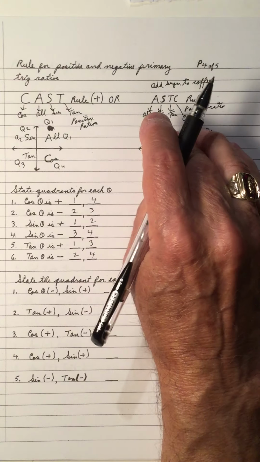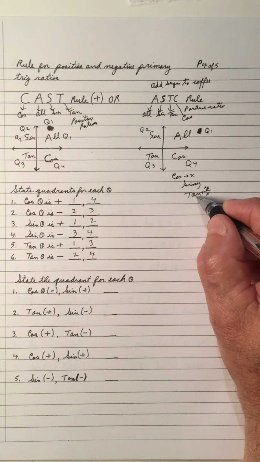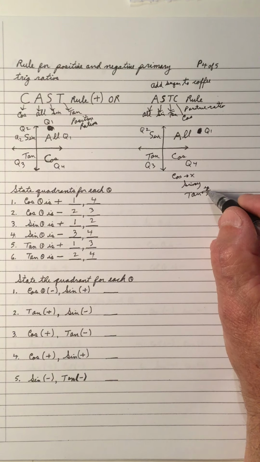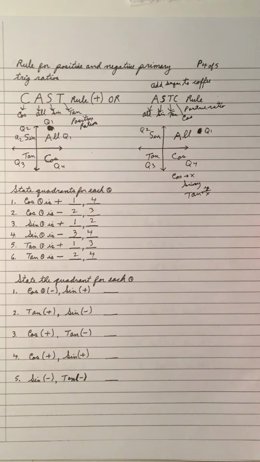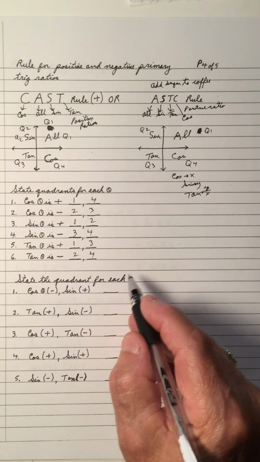So it's a good rule to know. Again, cos is X, sine is Y, tan is Y over X. Perfect. Or you can learn whatever rule you want, but they're all the same. State the quadrant for each. Here we go.